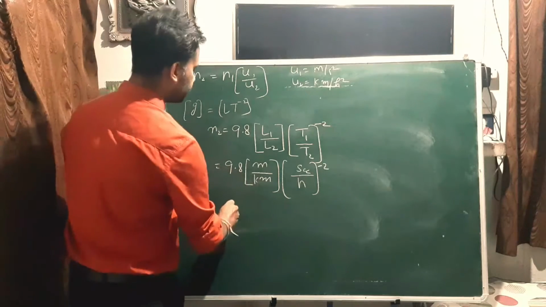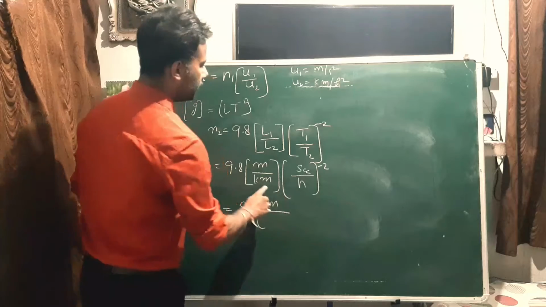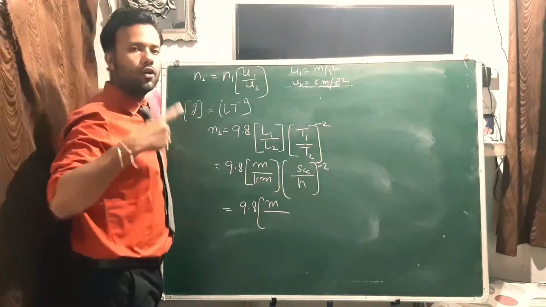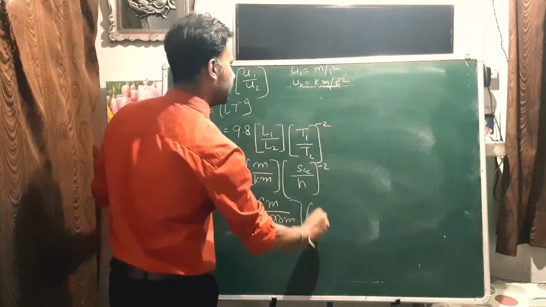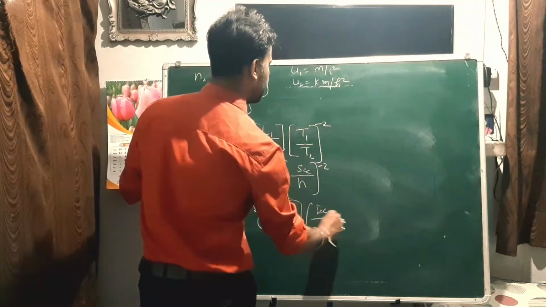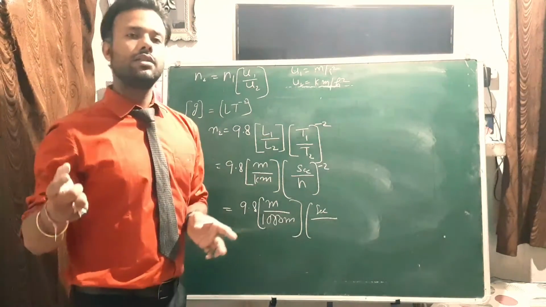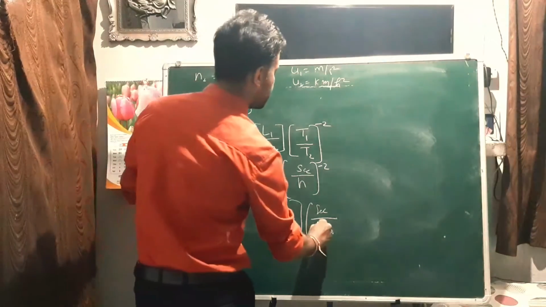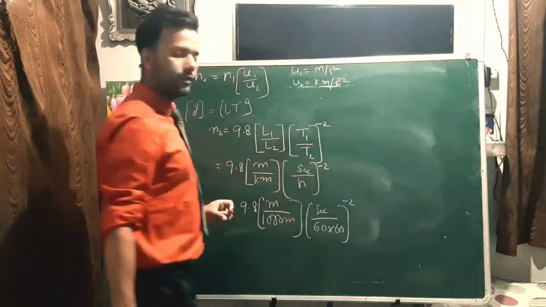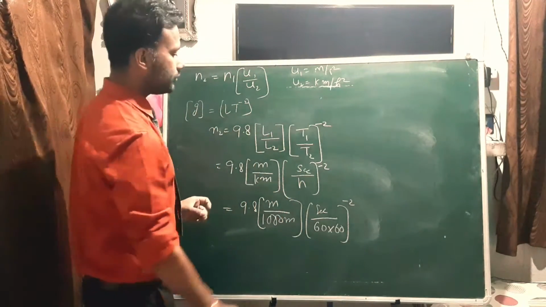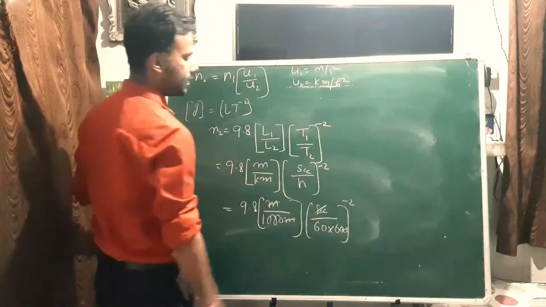So this is 9.8 meter, and we know that when we convert kilometer into meter it becomes 1000 meter here, second, and hour is basically 60 into 60. In an hour we have 60 minutes, and in each minute we have 60 seconds. So it will be 60 into 60, power is minus 2, right? Second also. So meter is cancelled by meter, and second is cancelled by second.